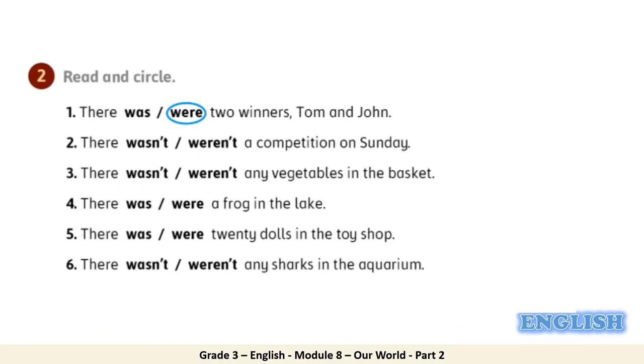In this activity, we have to read the sentences and circle the correct verb. Number 1 is solved for you. There were 2 winners, Tom and John. Number 2. There wasn't or weren't a competition on Sunday. Can you help me choose the correct verb?